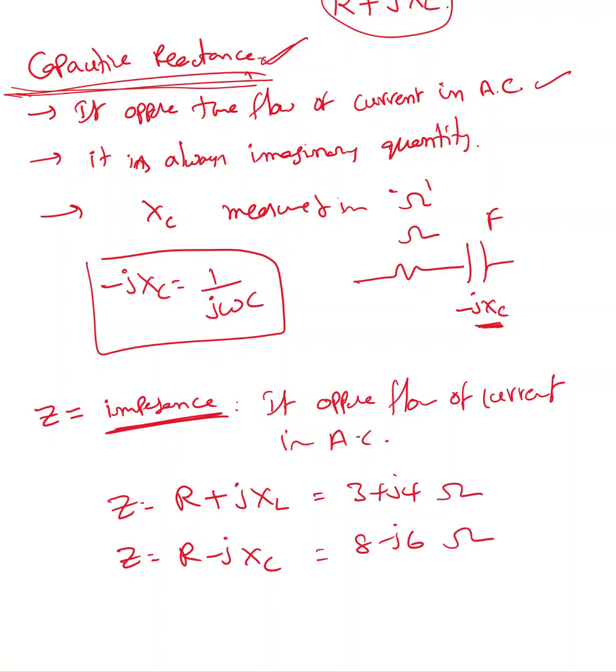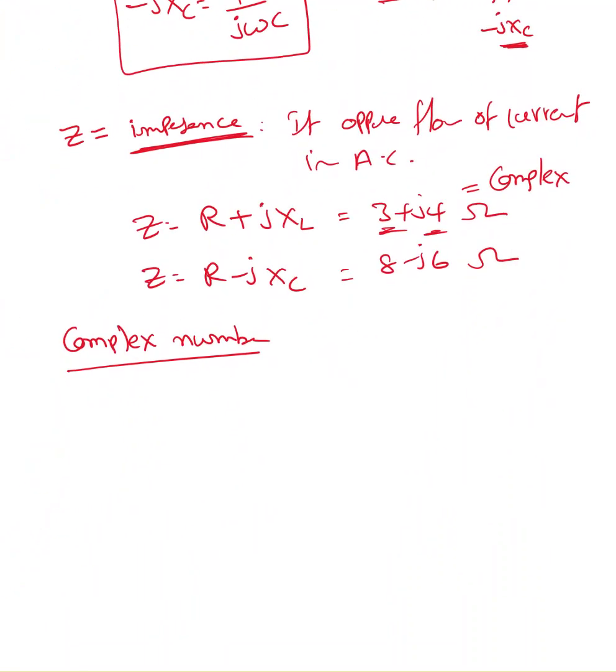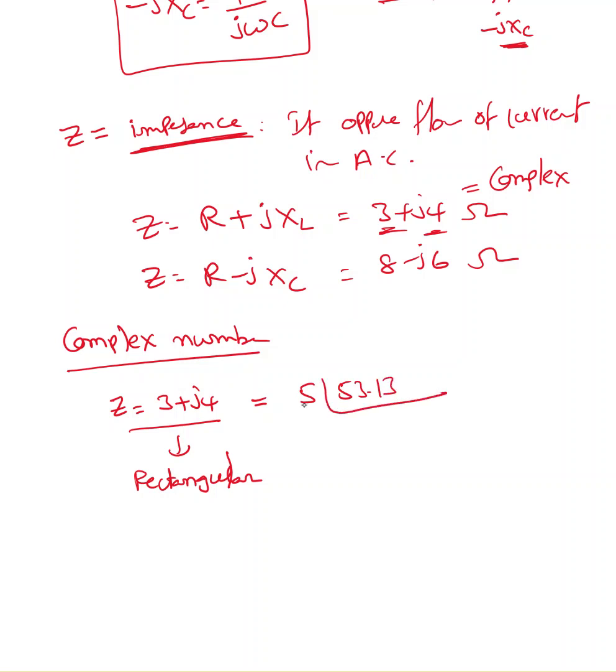These are all impedance. So impedance is nothing but a complex number. A complex number definitely has a real quantity and an imaginary quantity. So here I have a real quantity and an imaginary quantity. Now this complex number we can represent in two formats. One is called rectangular format. So Z equals 3 plus j4, we call this rectangular format, or we can represent this as 5 at an angle of 53.13. This format is called polar format.